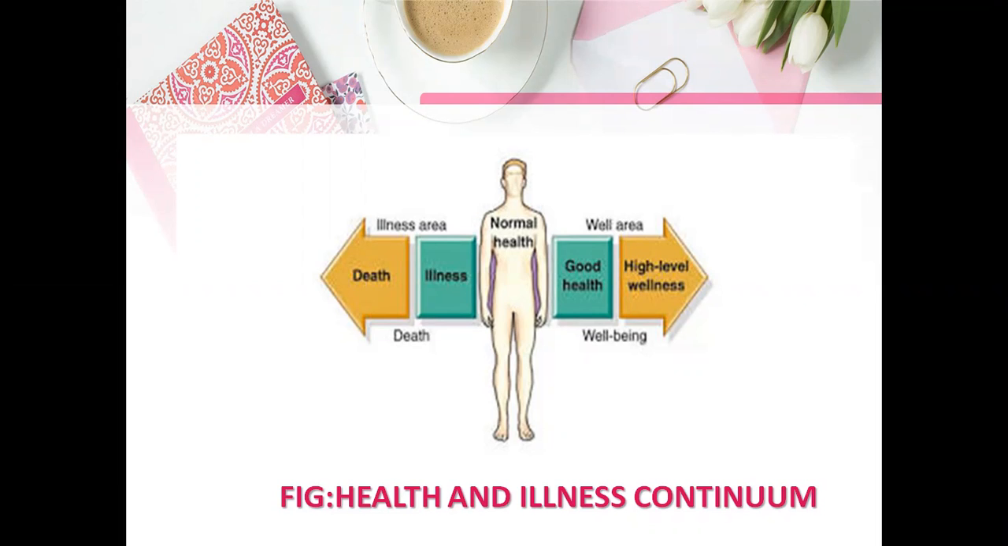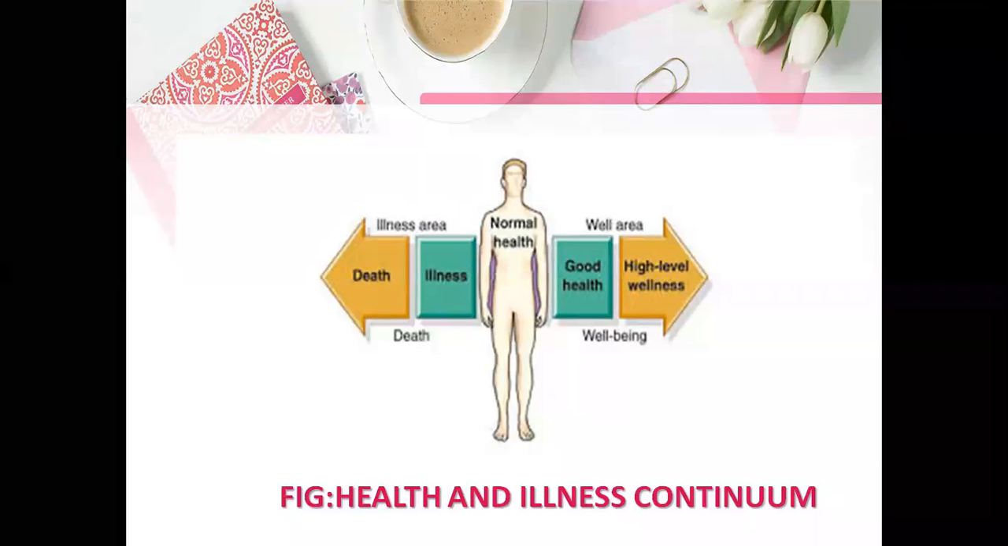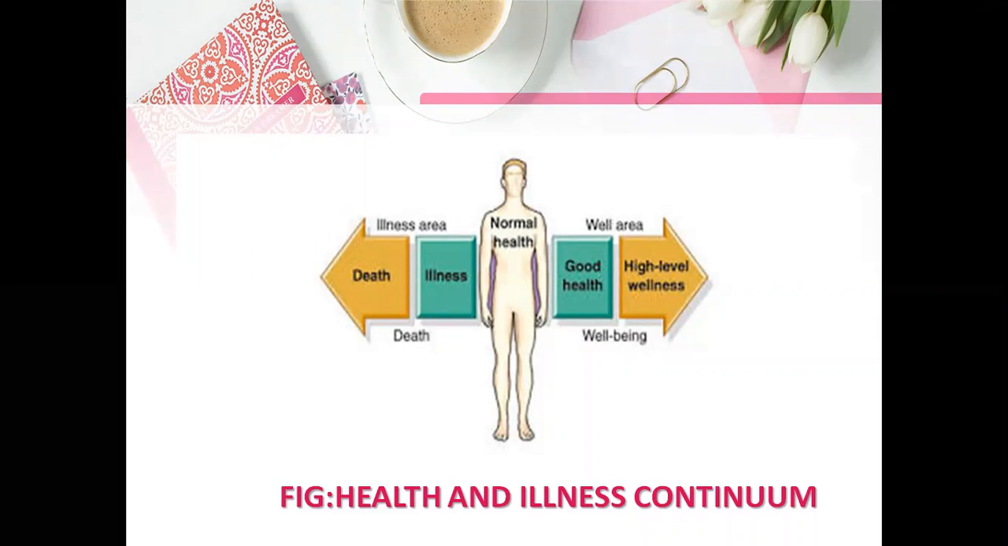Then if you see the left side, we have illness. Illness is nothing but a deviation from normal health. It can be in many forms. It can be physical illness, like when we have fever or symptoms like diarrhea, or it can be psychological illness, which can affect us, like if we have so much stress or depression, that is also one form of illness.